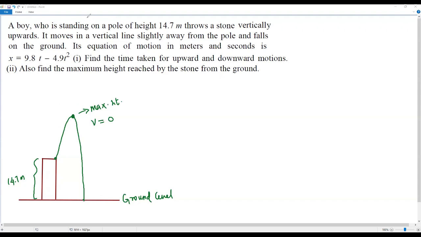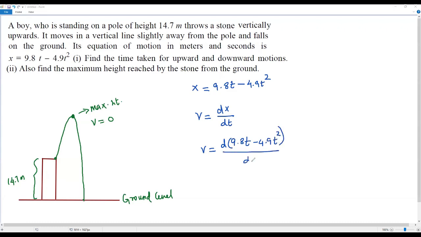Okay, now we can find the velocity. Let me take the equation of motion, x equals 9.8t minus 4.9t squared. Now let me find the velocity. For that, I have to find the derivative of x with respect to time. So v is equal to d/dt of, and we can replace x by the equivalent expression, 9.8t minus 4.9t squared.